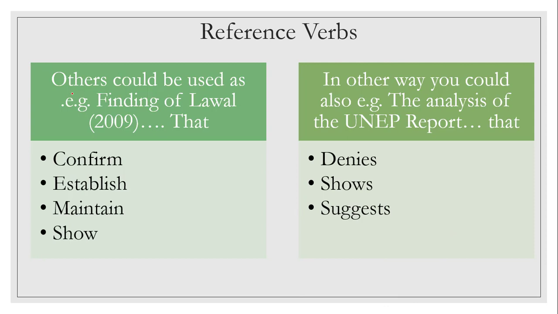There are some other ways you could do it. For example, if you want to express what this particular author found in their work, you could say, for example, findings of Lawal 2009 confirm that. So you are really expressing what they got from their work. Remember, this also depends on what you are trying to express in your work. So you must read carefully. That way you know what suits the purpose.